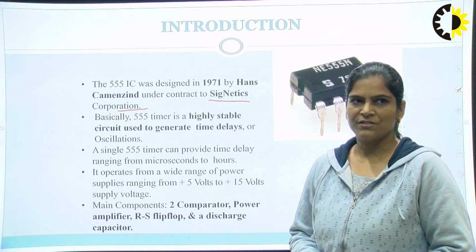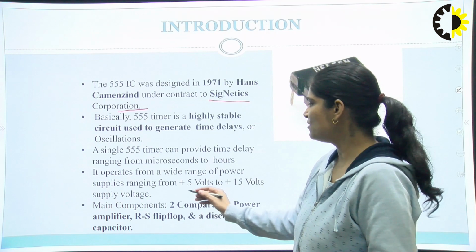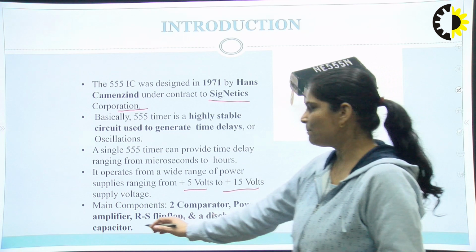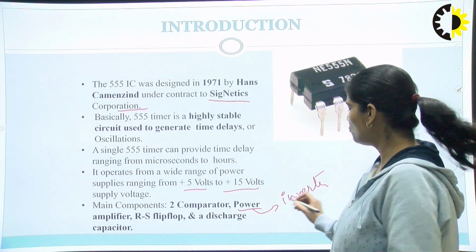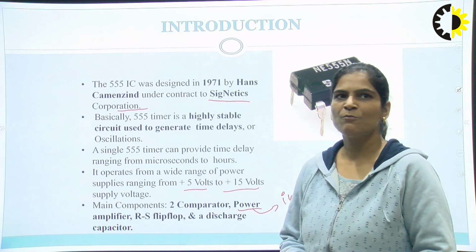Now, a single 555 timer can provide time delay ranging from microseconds to hours. It operates from a wide range of power supplies, ranging from 5 volt to 15 volt supply voltage. Its main components in the functional block diagram are two comparators, a power amplifier, an RS flip-flop and a discharge capacitor. The power amplifier works as an inverter here. If you give input 0, then its output is 1, and if its input is 1, then output is 0. So, these are the main components of the functional block diagram of the 555 timer IC.